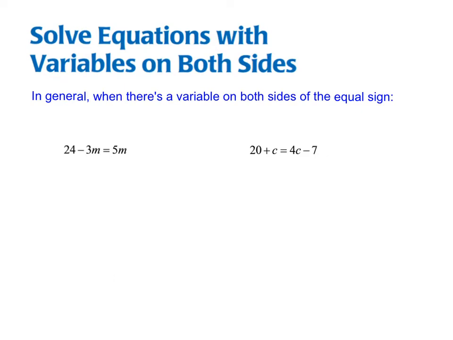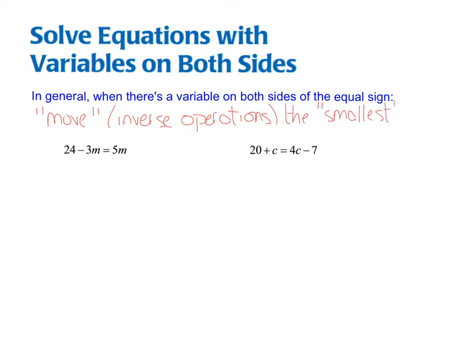We have to use inverse operations to get one of the variables over to the other variable. And in general, that means as a general rule, but there are exceptions, okay? And we'll talk about those as they come up. But when there's a variable on both sides of the equal sign, you want to move, using inverse operations, the smallest variable.